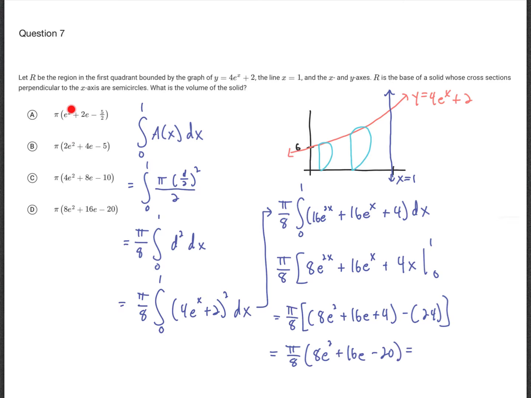Okay, and then notice all the answer choices just have a pi out front. So we'll take this 1/8 and distribute it to all these, right? 8 in the bottom is really a 1/8. So basically just divide each of these by 8 to distribute the 1/8. So we have pi out front. So the 8e squared over 8 just becomes e squared. 16e over 8 is 2e. And then 20 over 8 is really 5 over 2. And that should be an answer choice. That's A. Okay, good. Okay, that's it.